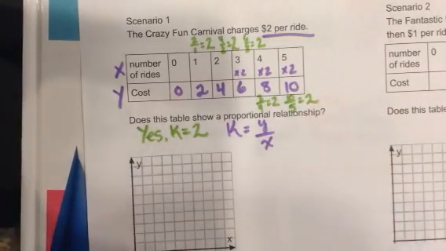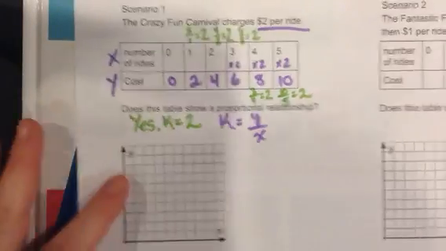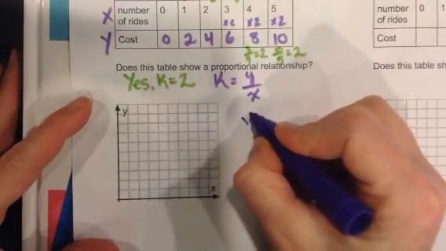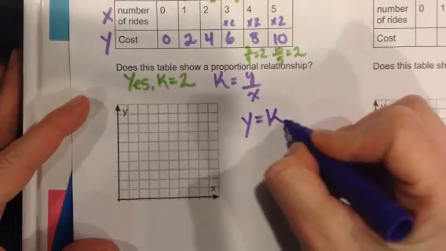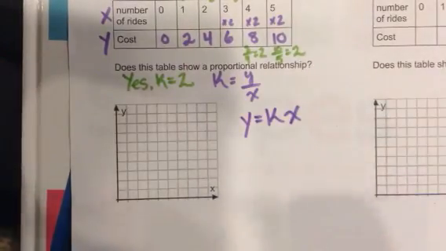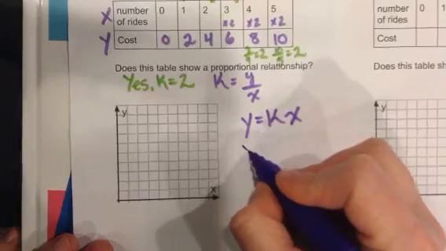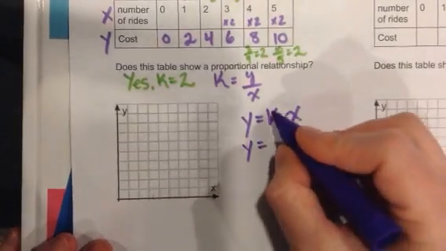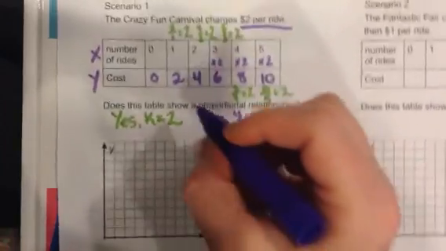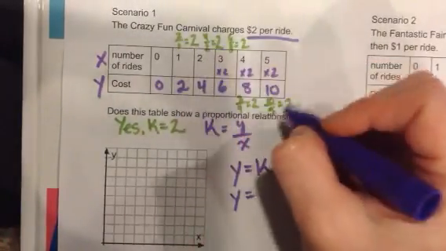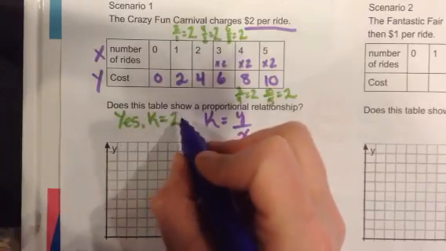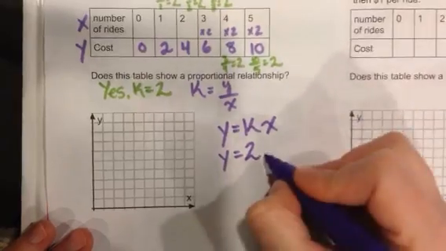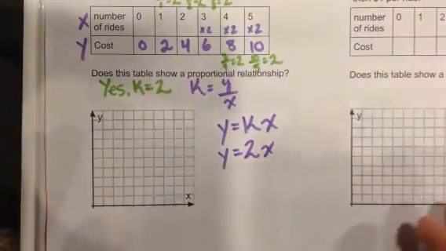Okay? So with me now knowing that this scenario is proportional, that lets me write an equation to represent this table. All I have to do is replace that K with the constant that I got whenever I divided. So our K that we got was the number 2. I'm just going to replace K with the number 2, and I just bring down my X.